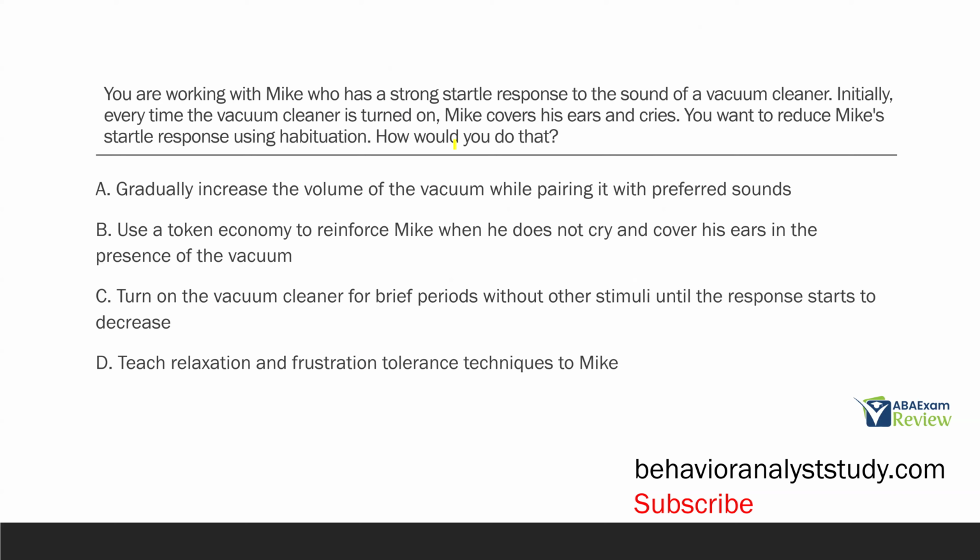Right, so this question is very specific about the type of intervention they want you to use. And so in this type of question, you need to be very careful that your answer choice answers the question. The question wants you to use habituation to reduce Mike's response of crying and covering his ears in response to the vacuum. Now, there are many ways to change Mike's behavior, to reduce Mike's behavior, to increase other behaviors, but we want to answer the question. And the question says, how would you use habituation?